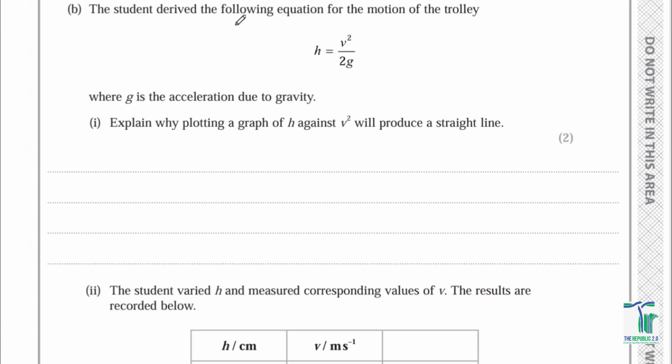Now the B part. The student derived the following equation for the motion of the trolley, where g is the acceleration due to gravity. Explain why plotting a graph of h against v square will produce a straight line.